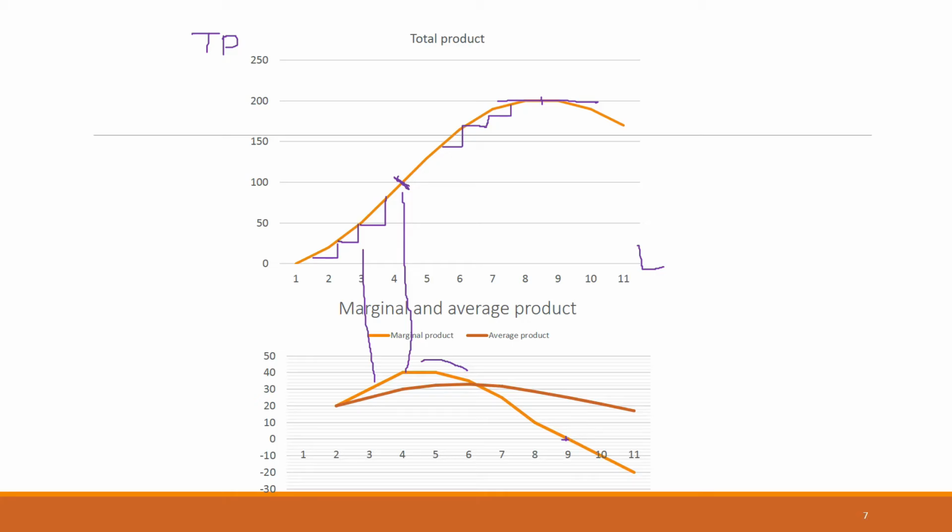Now I do advise you to look at this slide again. I hope that I've broken it down for you fairly well. At the same time, I think 2 or 3 visits to this slide will help to consolidate your knowledge and help you to work out the relationship between these two curves, in particular marginal product and total product.